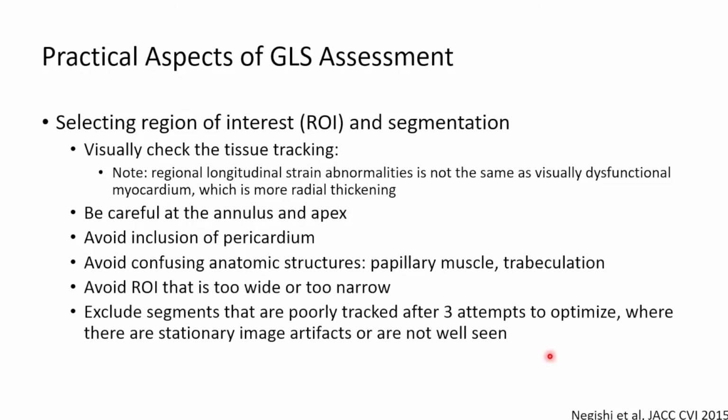And we want to exclude segments that are poorly tracked, especially after 3 attempts to try to optimize it. It's probably not going to be optimally tracked at that point. Also exclude segments with stationary image artifacts like reverberations, or where they're simply not well seen. And if in one view you have more than 2 segments that can't be tracked, GLS is considered not reliable at that point. And this is based on the 2015 ASE guidelines, which is what they have recommended.